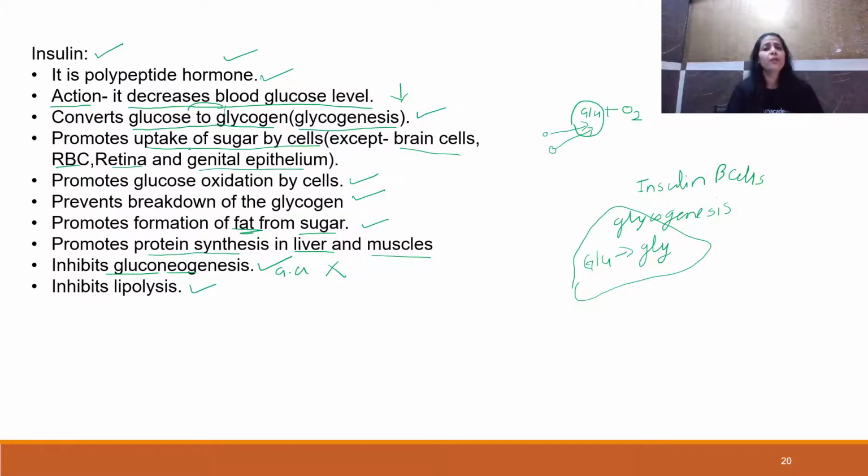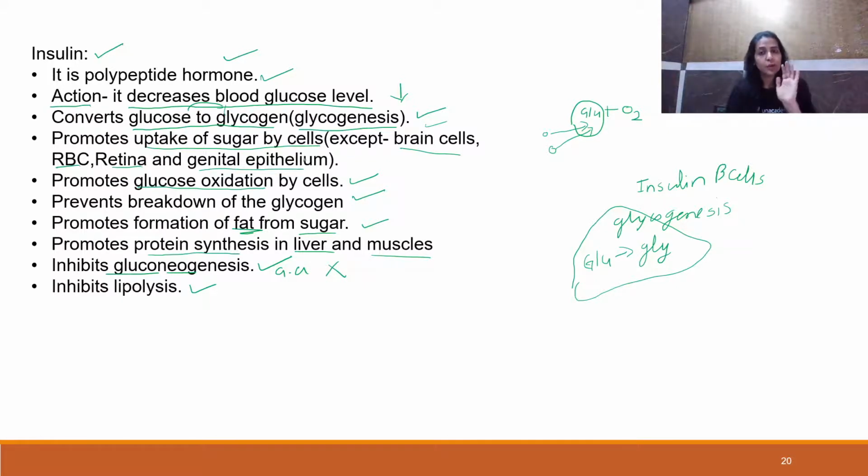Not only does it cause a conversion of glucose to glycogen, but also promotes the uptake of sugar by the cell. Whatever sugar is in the blood, the cells use that sugar. So it promotes that. Except which cells? Except brain cells, RBCs, retina, and genital epithelium. These are not affected by insulin.